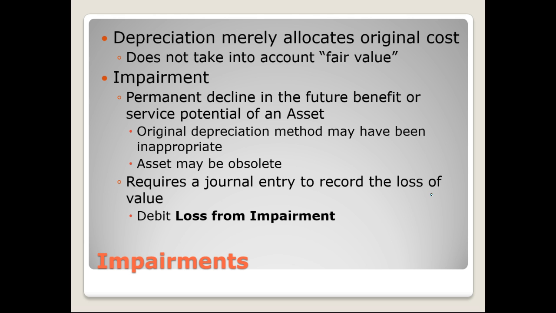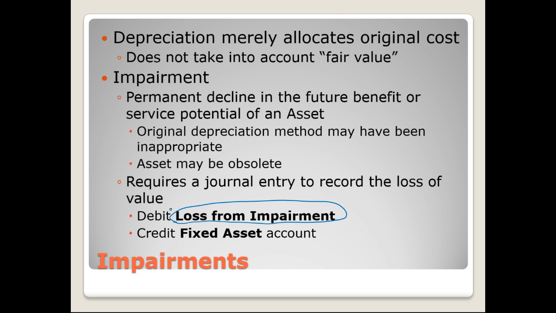The journal entry would cause us to debit an account called loss from impairment. This is an income statement account. It is an expense account. That's why we debit it. And it is called loss from impairment. We would then credit whatever that fixed asset account was. So if it was a piece of equipment, we would credit equipment.